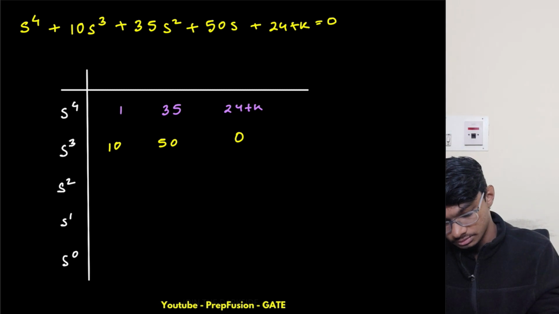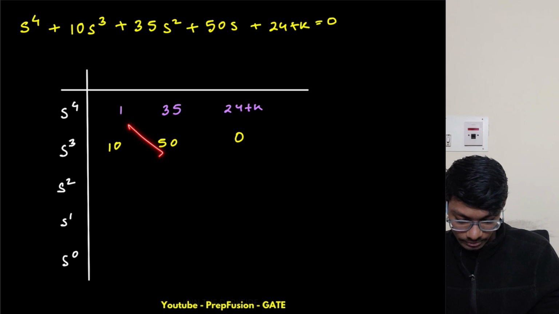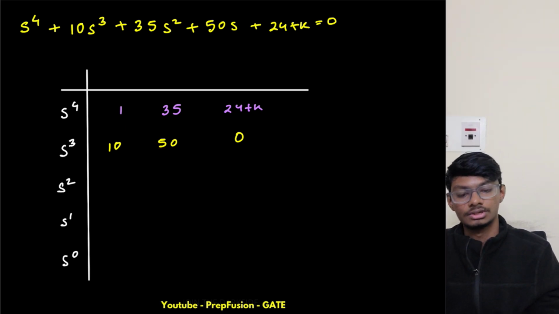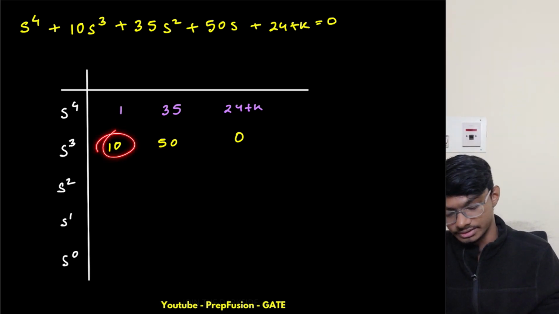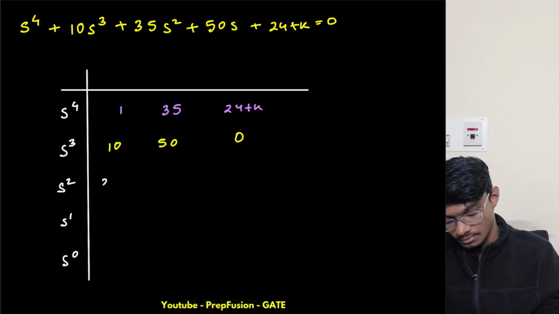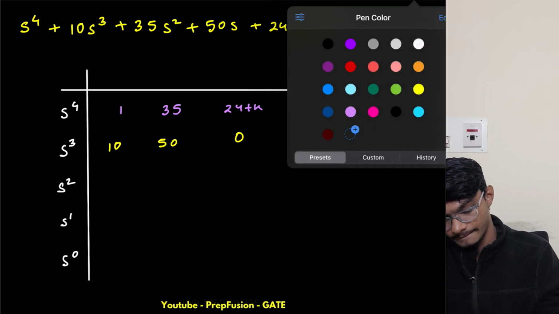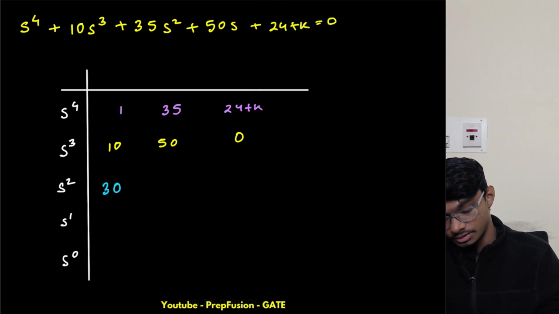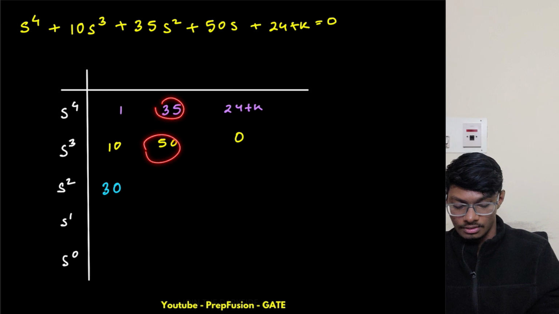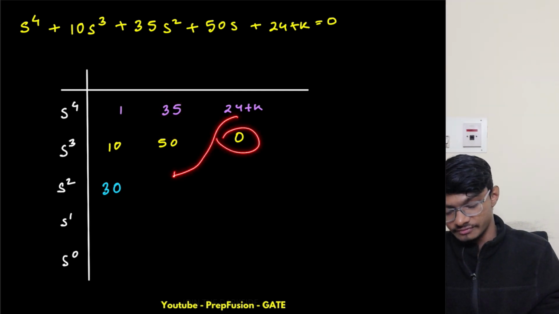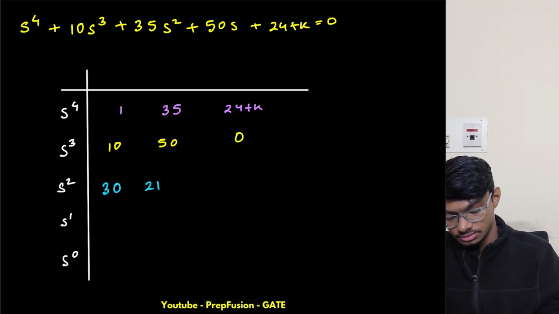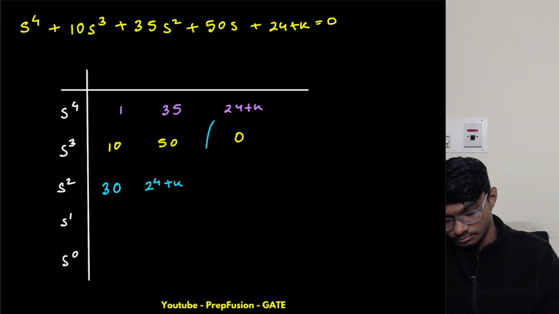Now what will happen? Let's compute. This one will be 10 times 35 minus 50. So 350 minus 50 is 300, divided by 10 itself. So this is 30. Now what is this? Again, this one will come over here because I have a 0 over here. So 24 plus k.